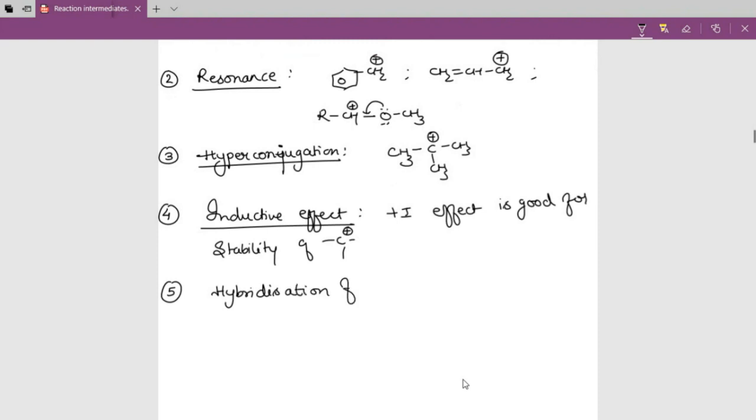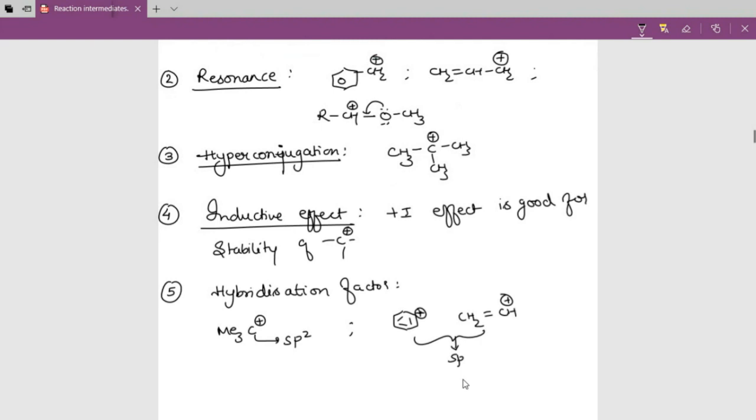Hybridization factor. What does that mean? That when I have Me3C+, this is sp2. But when I have phenyl C+, or I have vinyl C+, then these are sp.